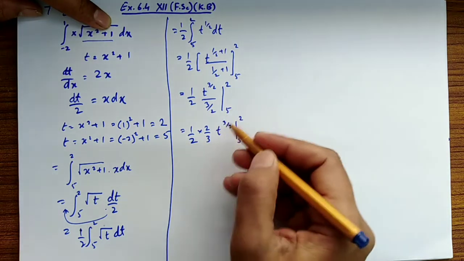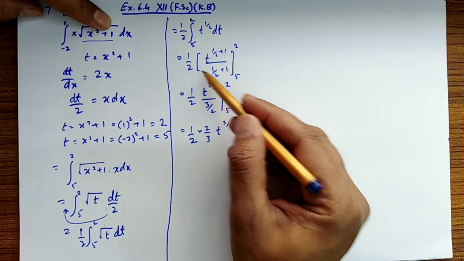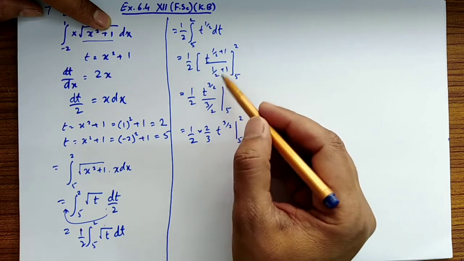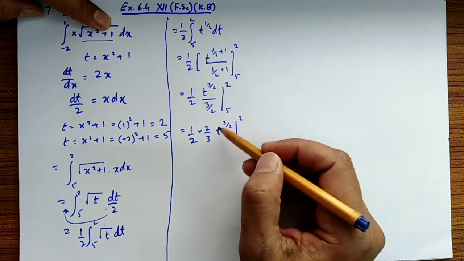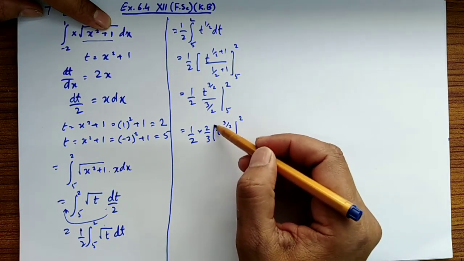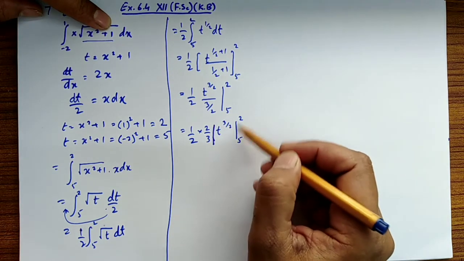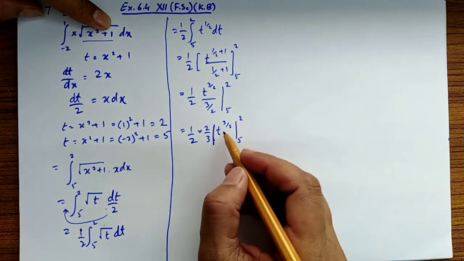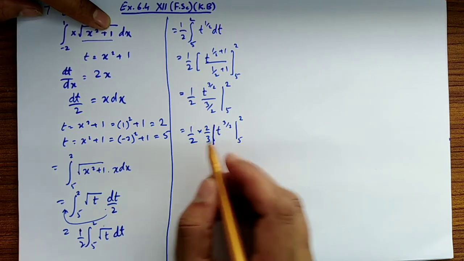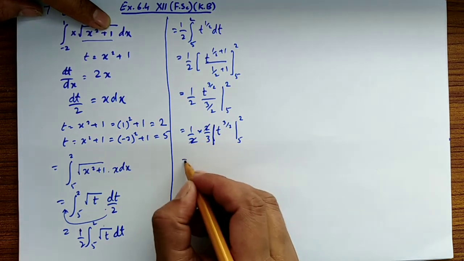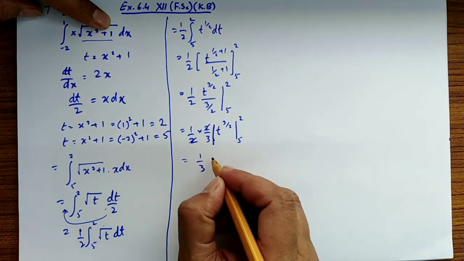We can write this using square brackets, and after that using this bar only. So this is the procedure. You can do it like this, or even you can just write 1 bar here. That means that you are going to put the upper and lower limits in place of t only. Okay, so 2 and 2 cancel out, leaving 1 upon 3.